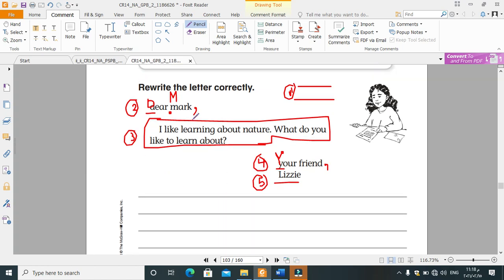So how to fix the mistakes here? Underline the D in dear, I write it capital, and underline the M in Mark and change it to be also capital and insert a comma. Good. For the body of the letter, you're not going to change anything here. Go down to the closing, underline the letter Y, I write it capital, insert a comma after the word friend, and the signature already started with a capital L.